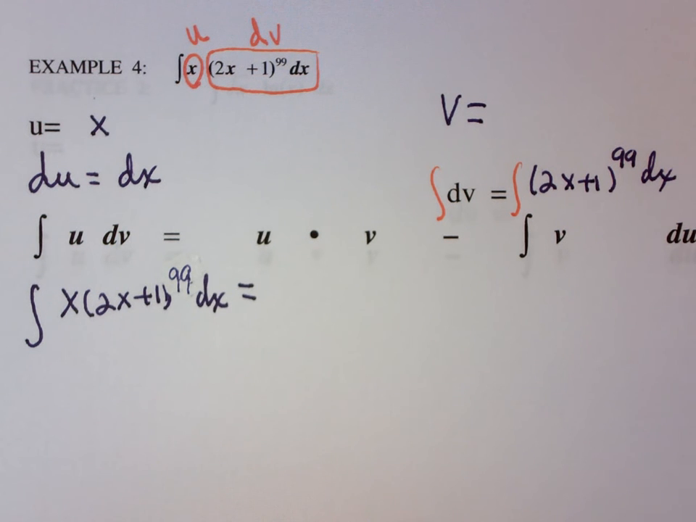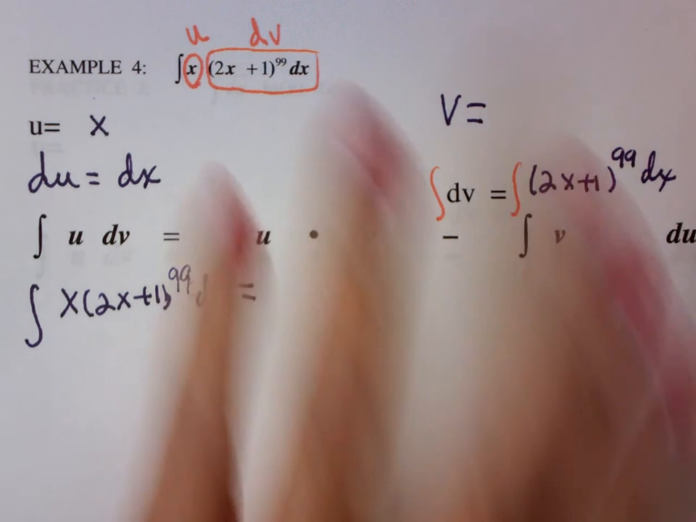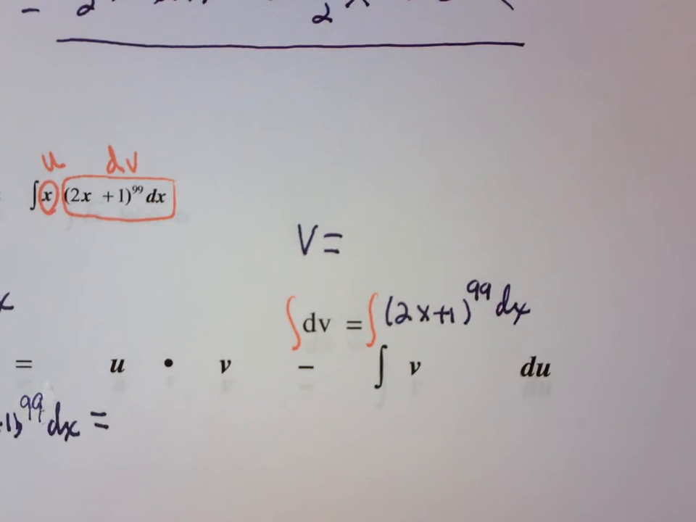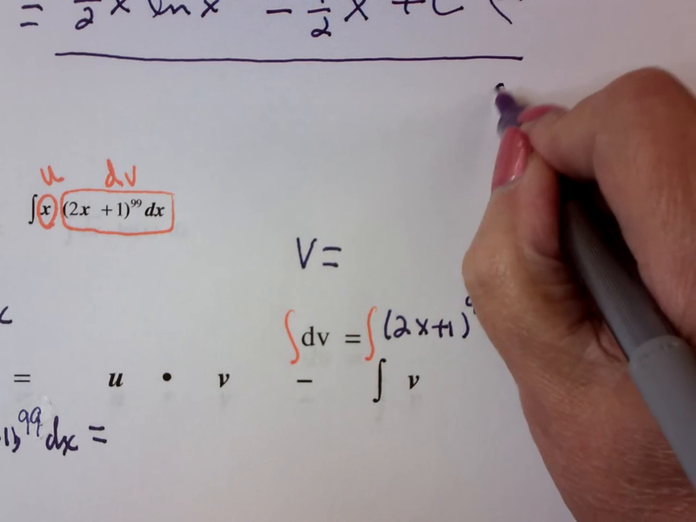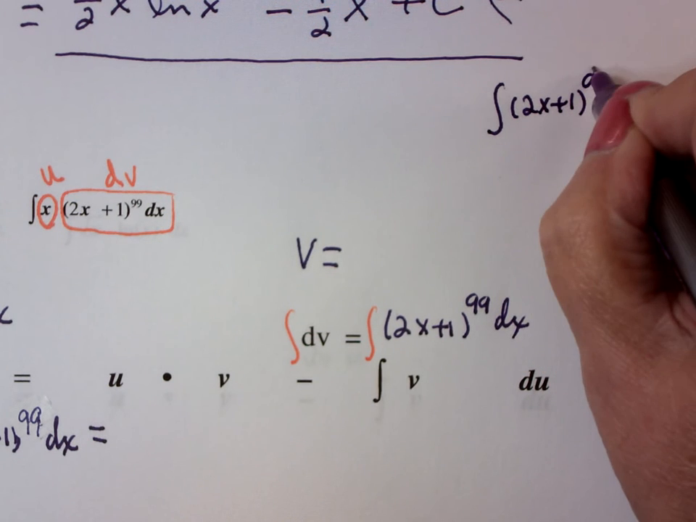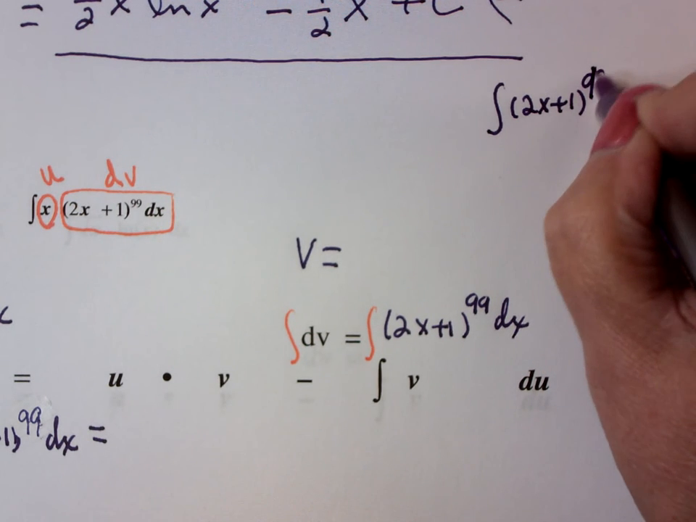And now what I have to do is to clear my mind completely of the u's and v's in parts, find myself a space, and say I need to integrate 2x plus 1 to the 99. I almost did that again.